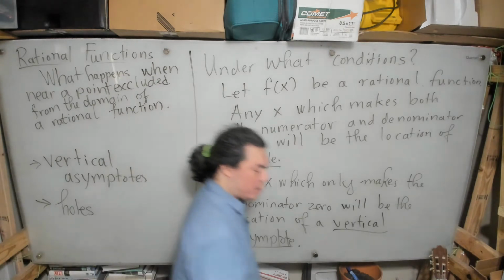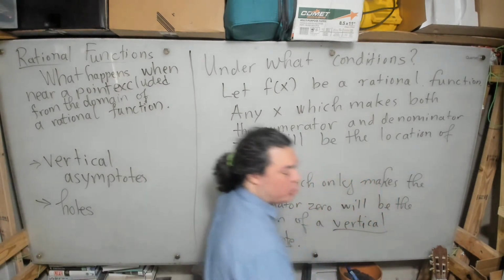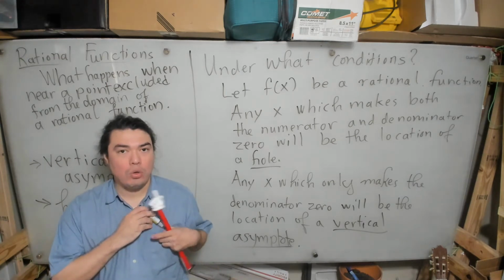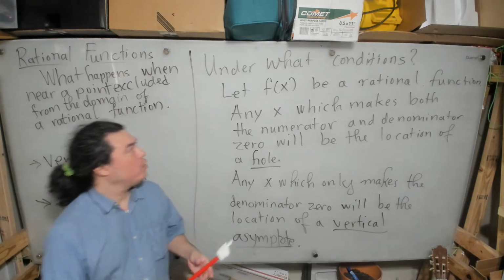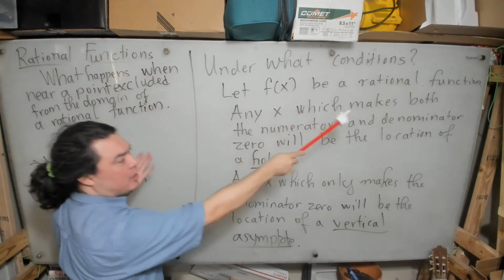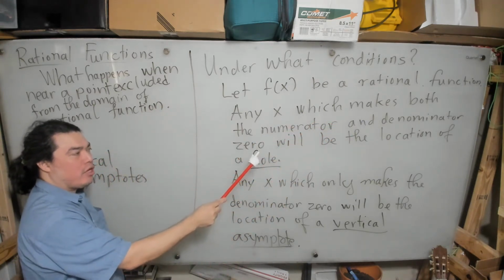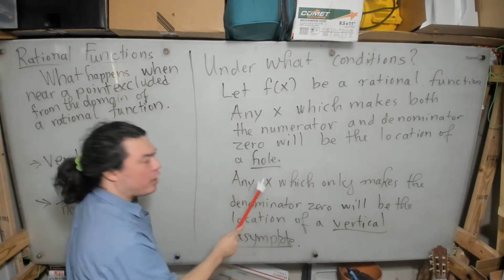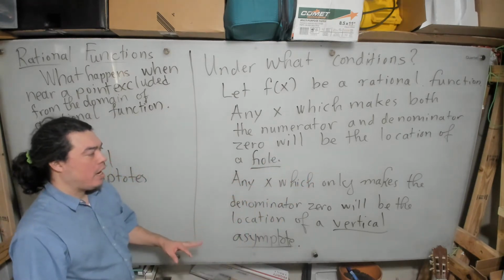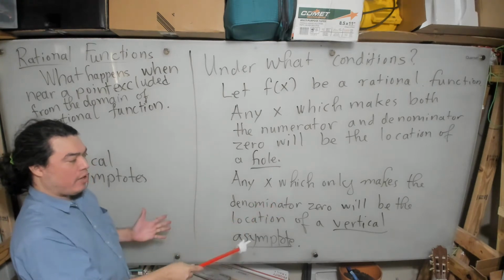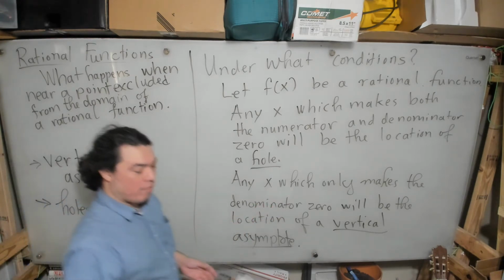So we can look at these. We can look at the conditions under which we get a vertical asymptote and a hole more carefully. Okay, what are these conditions? Let f of x be our rational function. All x which make both the numerator and the denominator 0 will be the location of a hole. Okay, and any x which only makes the denominator 0 will be the location of a vertical asymptote.